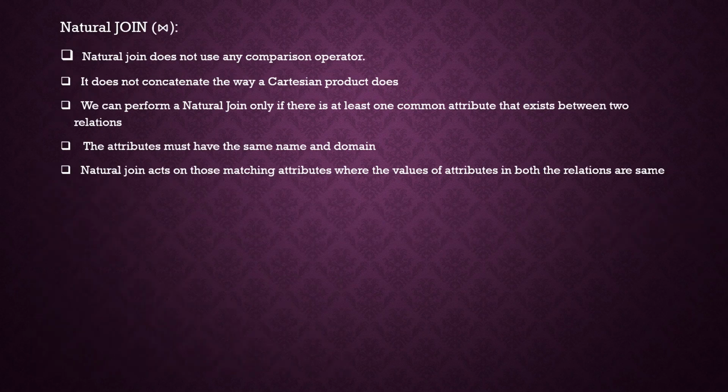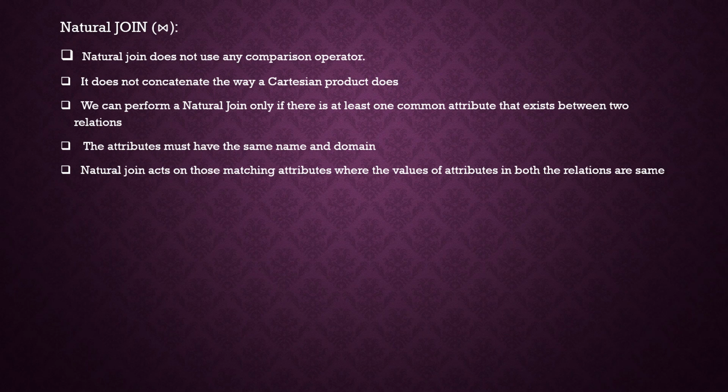Next one is natural join. See, the join symbol is given. Here some points are there. Natural join does not use any comparison operator. That means there is no comparison operator, or we can say there is no condition. So you are just going to join two tables or two relations.